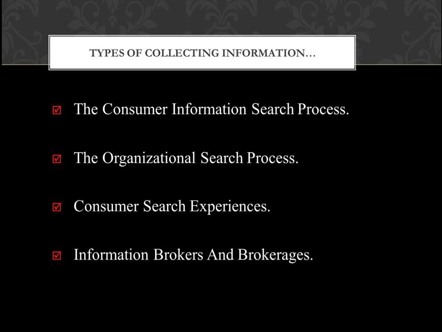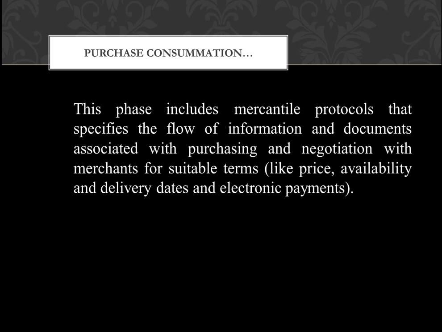Okay, so that is all about purchase preparation. So what are the different types of purchases which we come across, and how you're collecting information. Basically, before placing an order, whatever happens in the purchasing process comes under the first phase. In the second phase, it is purchase consummation. It is like payment of price or delivery dates, and everything will come under purchase consummation. So mercantile protocols specify the flow of information and documents associated with purchasing and negotiations with the merchant for suitable terms. Okay, so you are making payment.